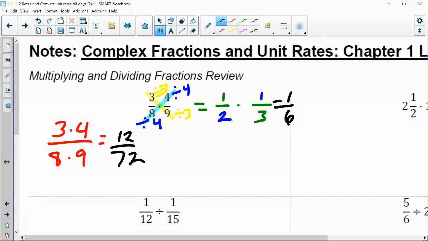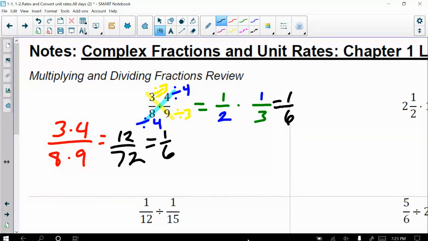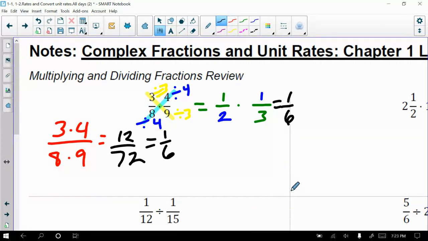That's a lot easier than trying to figure out what 12 over 72 would reduce to. Because then you would have to figure out, can 12 go into 72? If you don't know your multiplication facts that high, that can take a little bit longer to figure out. That's where this cross-reducing, cross-canceling comes into great play. Okay?